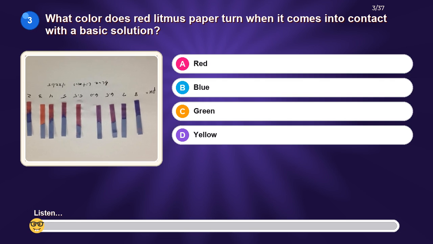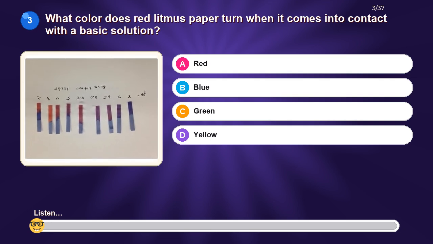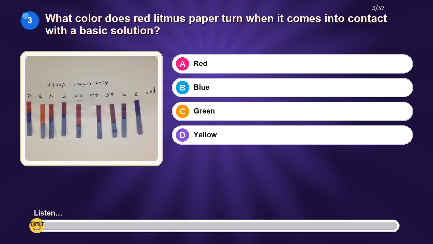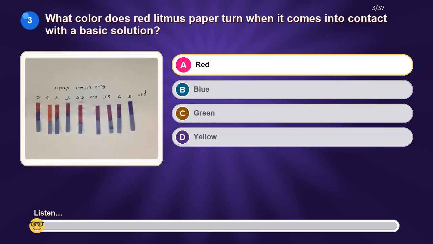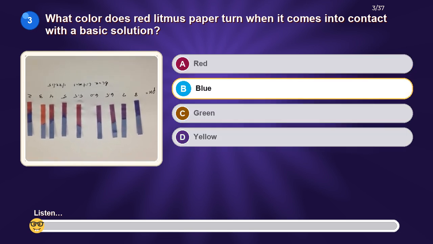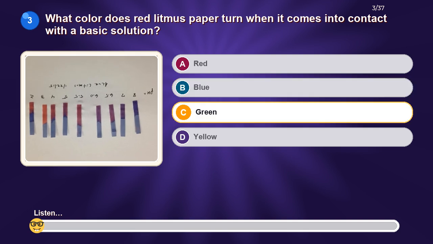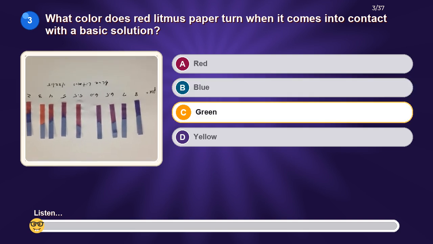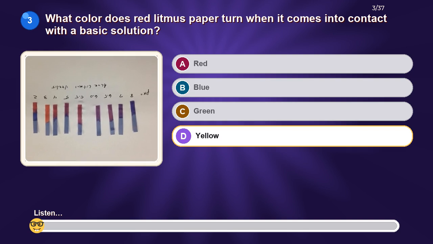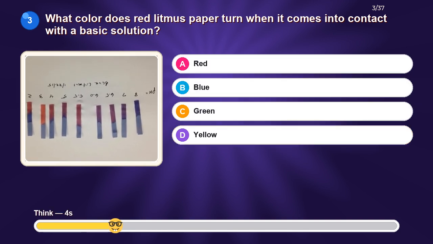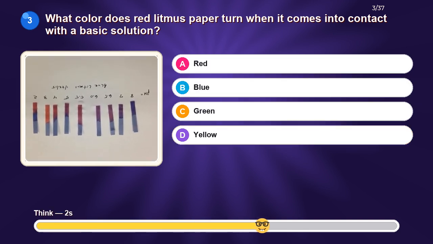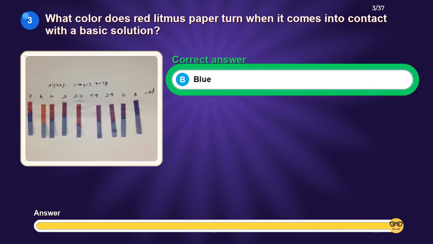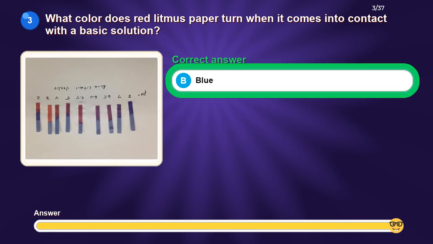What color does red litmus paper turn when it comes into contact with a basic solution? Option A, red. Option B, blue. Option C, green. Option D, yellow. The correct answer is blue.